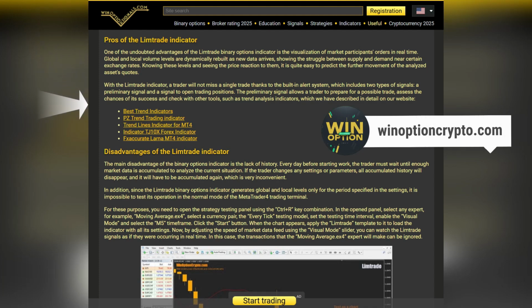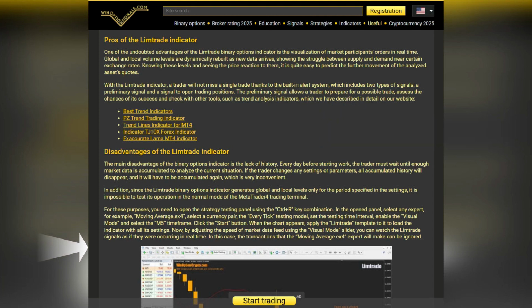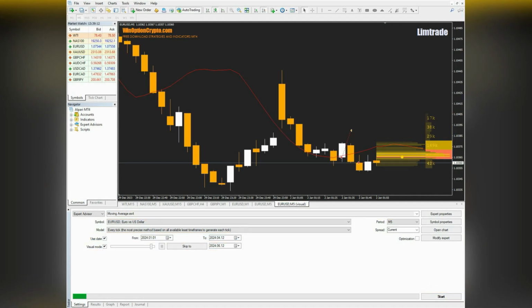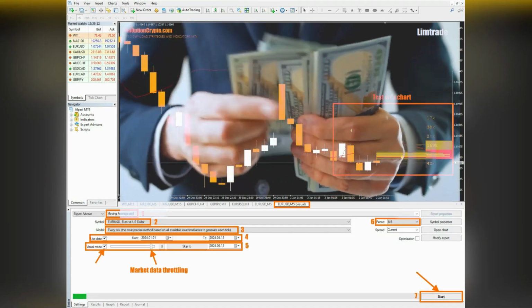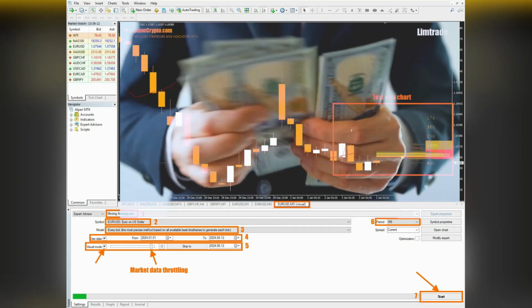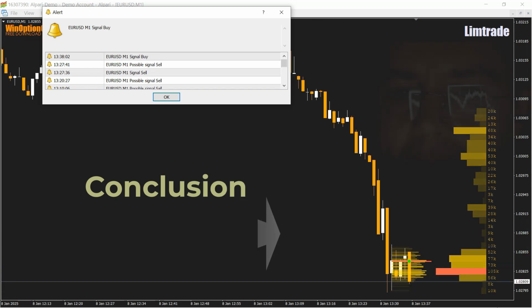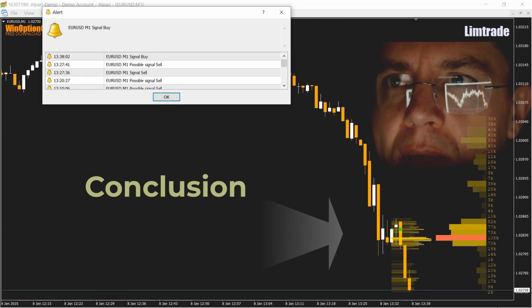We recommend that in the review article on our website, you pay special attention to familiarizing yourself with the pros and cons of the Limtrade Indicator, as well as using the strategy testing panel in the MetaTrader 4 terminal to test its work on history. In this case, your binary options trading will be more efficient and safe.